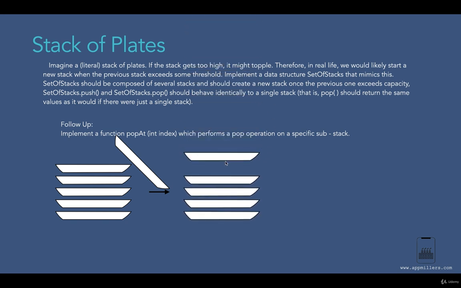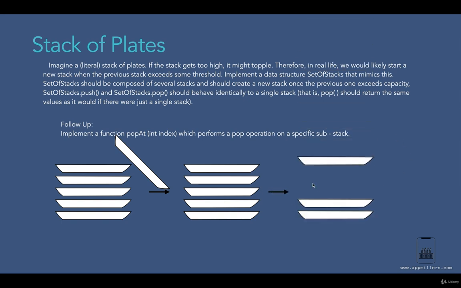In this case our threshold is 5. Our plates are such that more than 5 plates together might topple. So we said the threshold is 5, and if you put 6 plates, it might topple. In this case the solution is to create a new stack. After putting 5 plates here, when I reach the threshold again, I need to create a new stack and insert plates into the new stack until we reach the threshold.